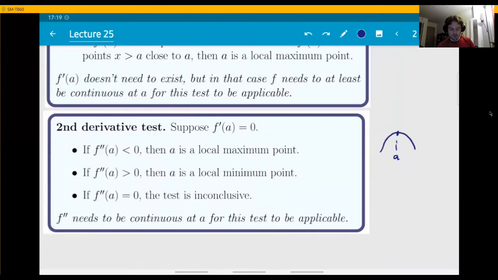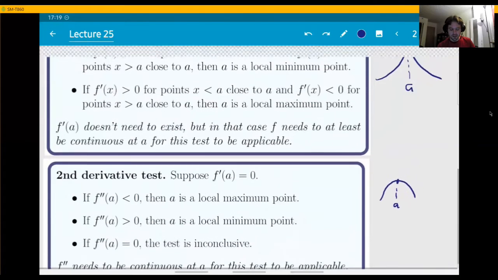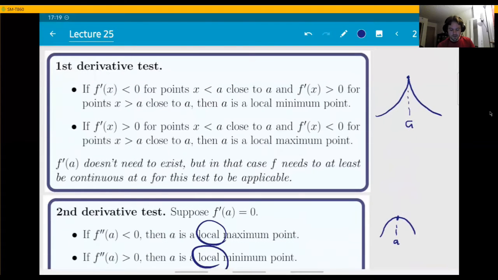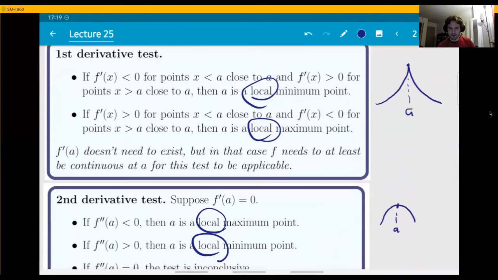Important thing to notice about these tests, they always allow you to classify points as local. You're never going to be able to justify a point being a global min or max just by using the tests. The tests may help you, but if you're required to justify your answer, and we're going to see how, usually you're going to need, if you're talking about global points, global max, global min, you're going to need to use some more work.